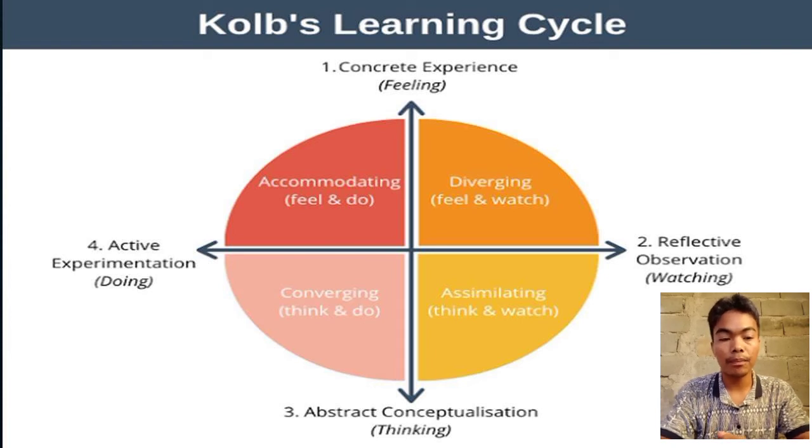As we can observe, the line from east to west is called the processing continuum, and that refers to how we approach the tasks. Do we watch it or do we do it? And the north-south line is what we call the perception continuum, and that refers to our emotional response to the task, how we think about the task, and how we feel about the task.